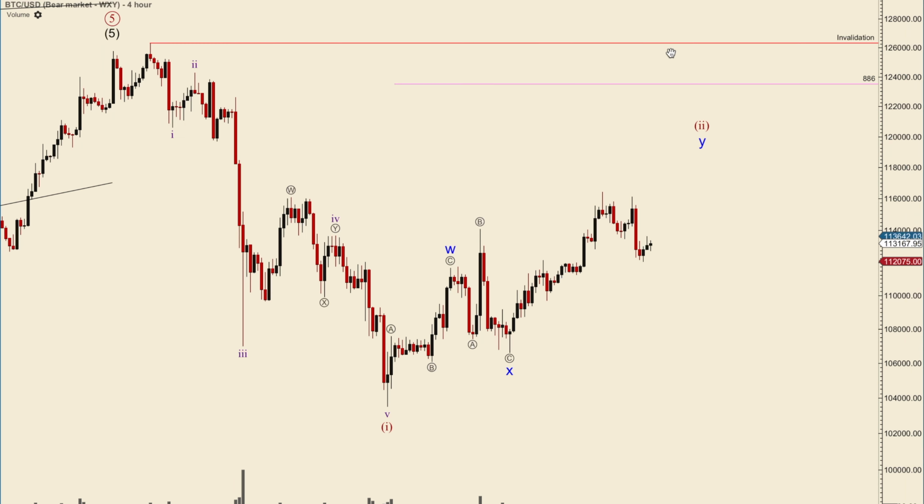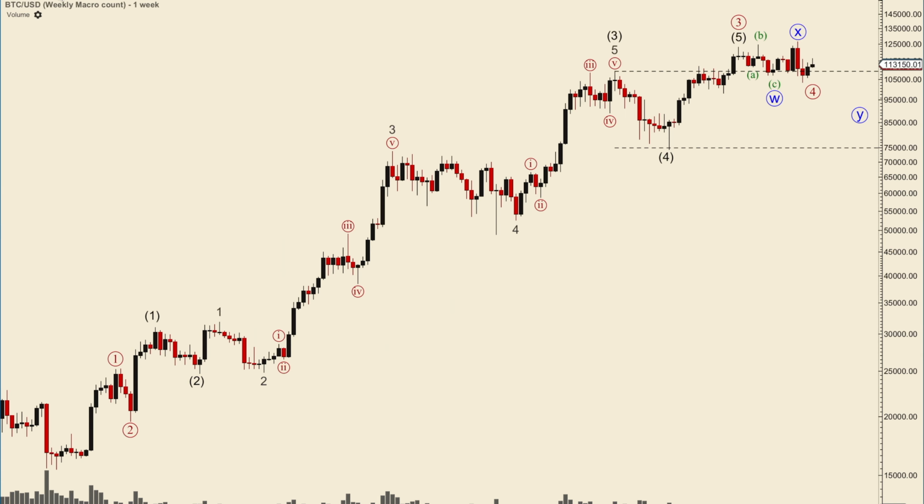This could also be counted like this. It's the same count, it's just that we count this W, X, and a Y, because it's more probable that it is like this, because otherwise we will get a super long C wave. So which one of these have the highest probability?